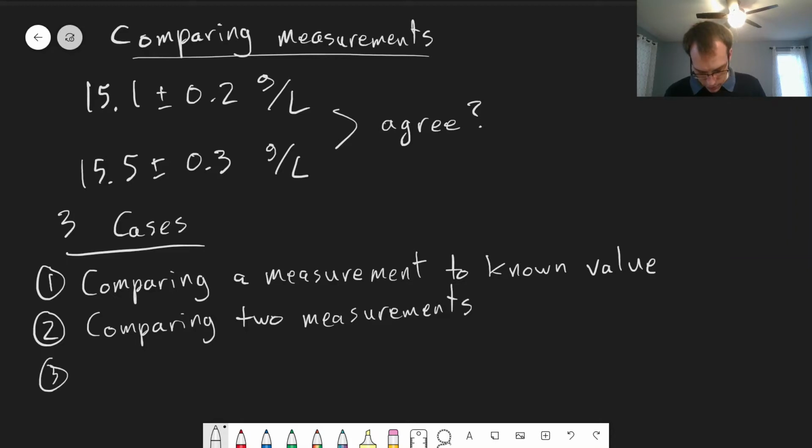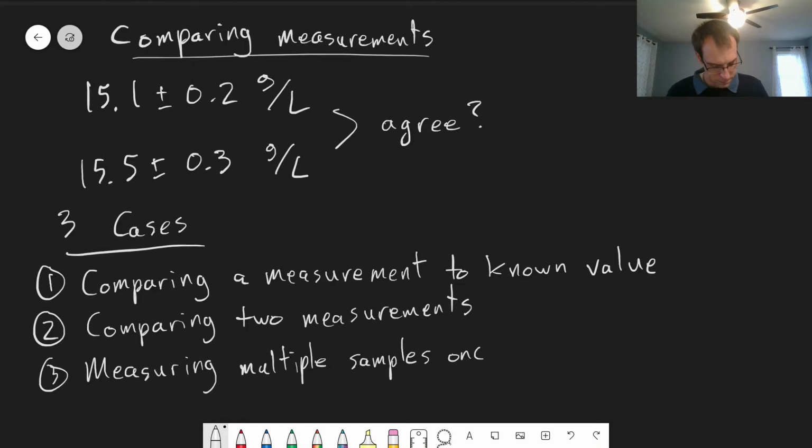Case number two, and probably the most common one that we'll use in this class, is comparing two measurements, each with their own uncertainty. And our final type of comparison is where we measure multiple samples but we measure each sample only once, and each sample has a different concentration, but we're using two different methods. And we want to know, do these agree with each other? If we measure the same set of samples using two different methods, they're all going to be slightly different from each other, but do the results overall agree?